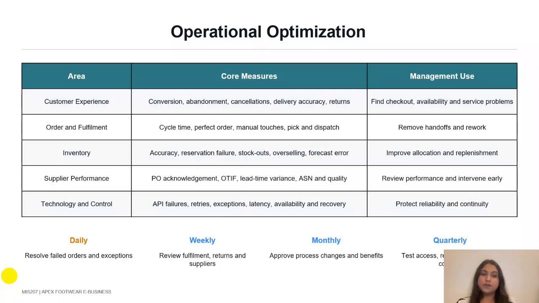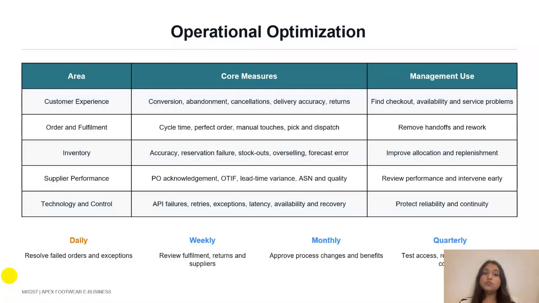First is customer experience, including conversion, abandonment, cancellations, delivery accuracy, and returns. Second is order fulfillment, including order cycle time, perfect order rate, and manual touches. Third is inventory, which includes accuracy, stock count, overselling, and forecast errors. Fourth is supplier performance, including purchase order acknowledgement, on-time full performance, and lead time variance. And fifth is technology and control, including API failures, latency, availability, and recovery.